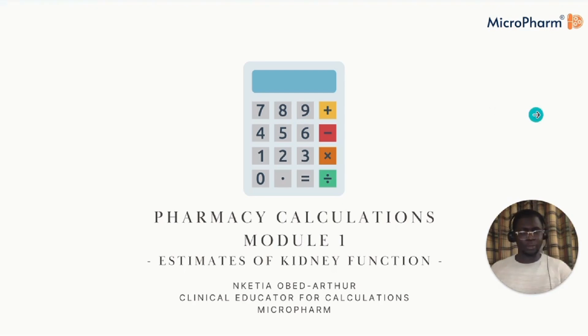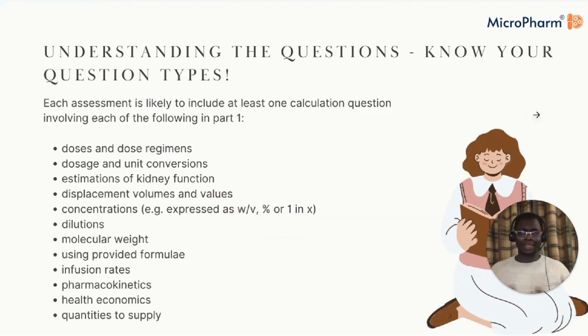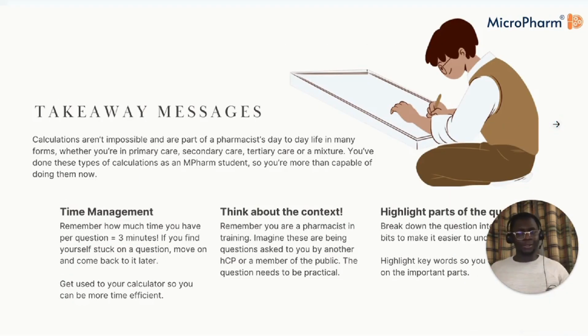Again, I just want to remind all of you that success as far as the calculations component of the registration assessment is really based on understanding the questions. Know your question types. Each assessment is likely to include at least one calculation question involving each of the following in part 1. The other thing that I will also stress is that calculations are not impossible, and they are part of a pharmacist's day-to-day life in many different forms.